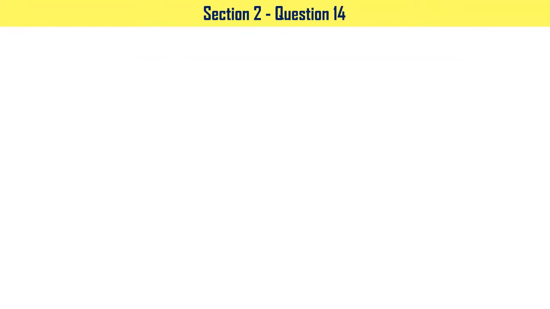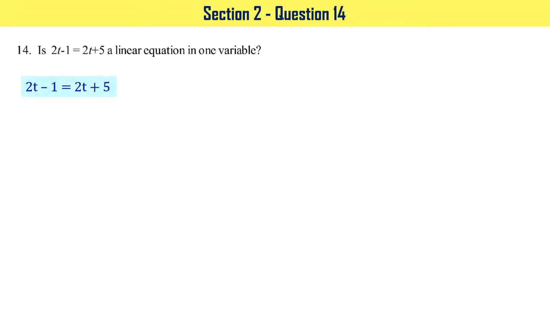Question number 14. Is 2t minus 1 equal to 2t plus 5 a linear equation in one variable? Let's rearrange this equation. This can be written as 2t minus 2t equal to 5 plus 1. Right? When you simplify it, it becomes 0 equal to 6. This is inconsistent, right? 0 cannot be equal to 6.